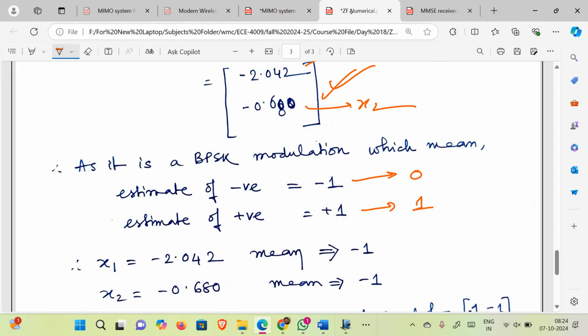So -1 and +1 are the two extreme ends. If you remember the spectrum of BPSK, usually it is something like this. This is your -1, this is your +1. That's how usually the spreading is. Constellation, what we call it. So this is how it is.